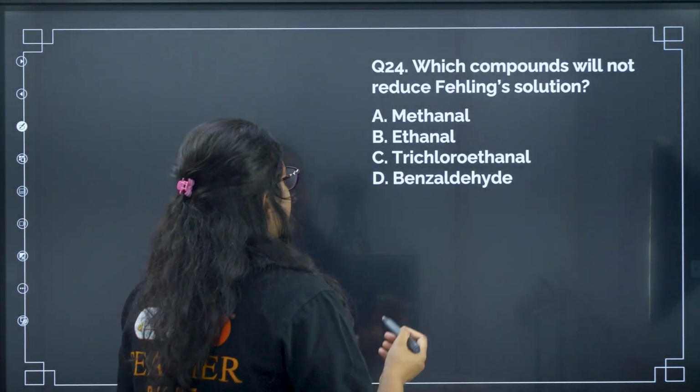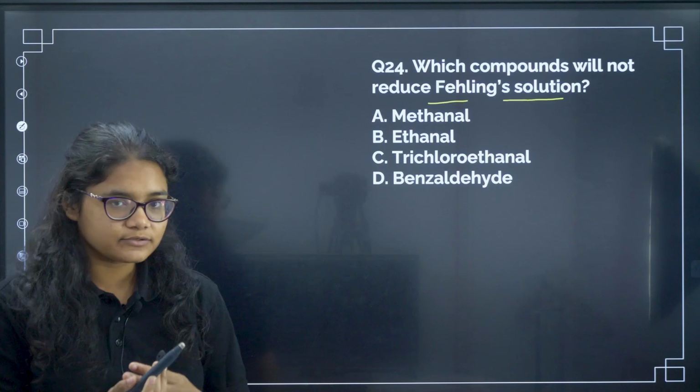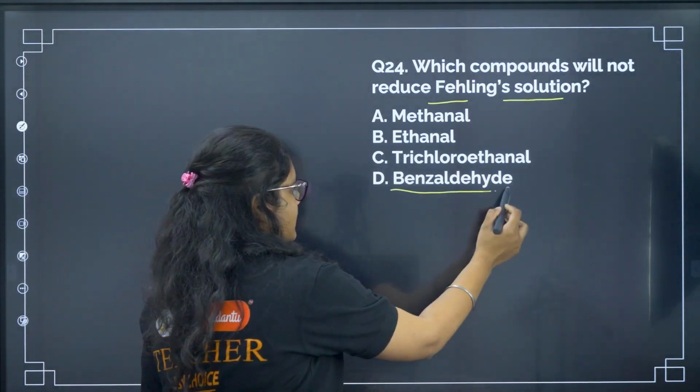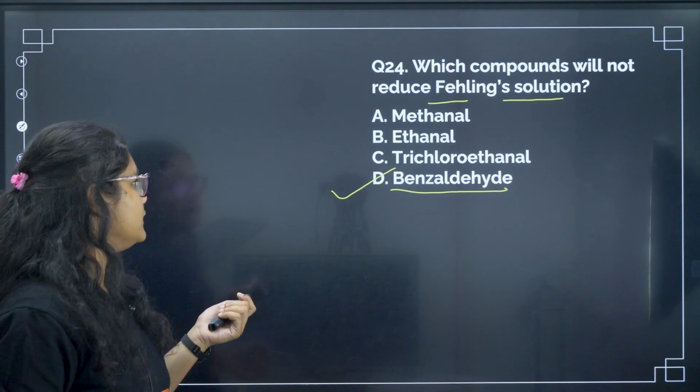Next, which compound will not reduce the Fehling solution? We know aromatic aldehydes do not reduce Fehling solution. Benzaldehyde is an aromatic aldehyde. So the correct answer for this question is option number D.